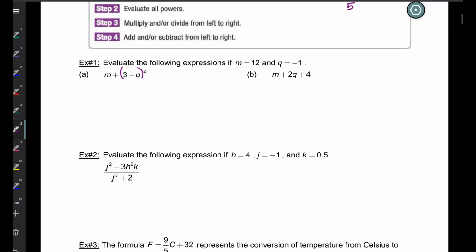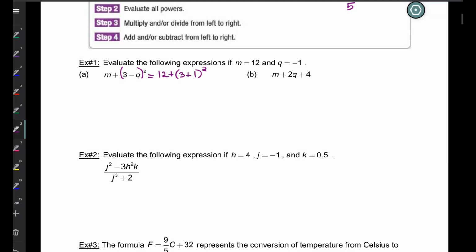Okay, so we want to evaluate. So we got 12, right? So let's go ahead. 3 minus -1 squared. So first thing we're going to do is, right, plug in the values. Look good? Right? Good? I just made it into a plus.